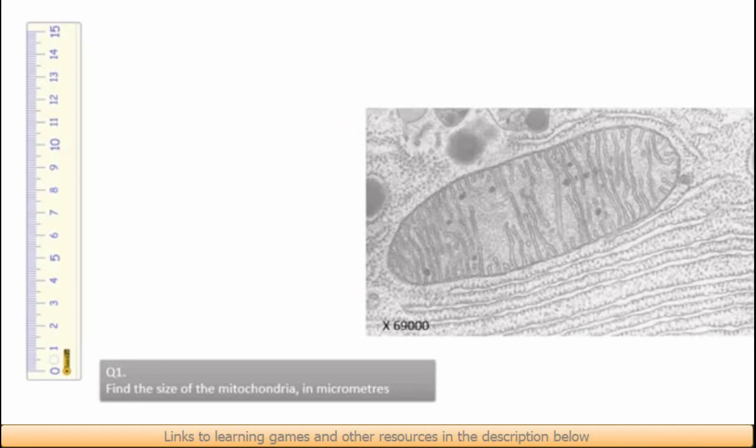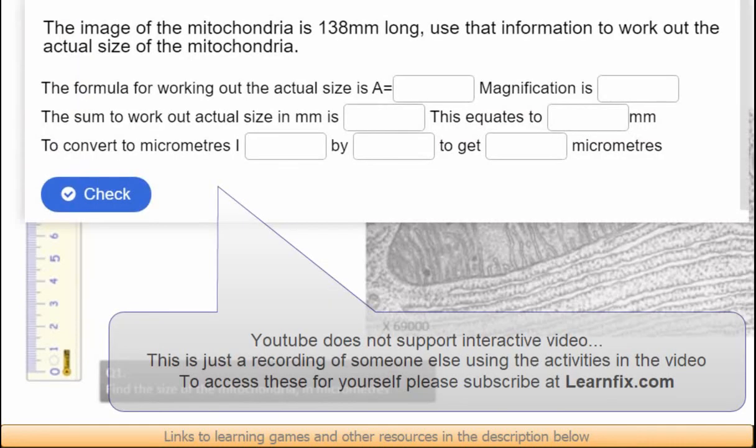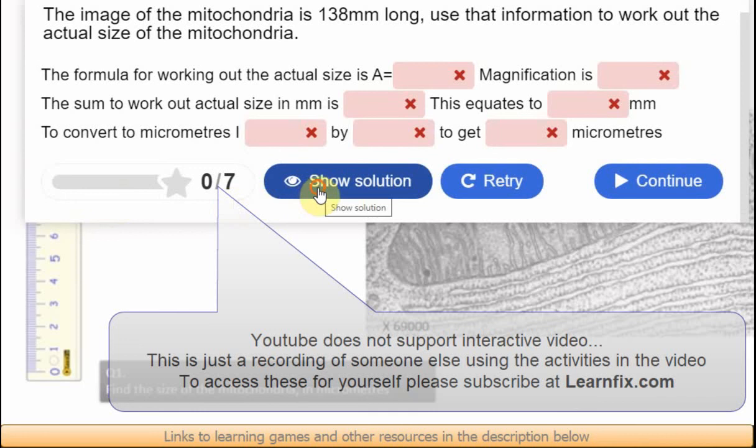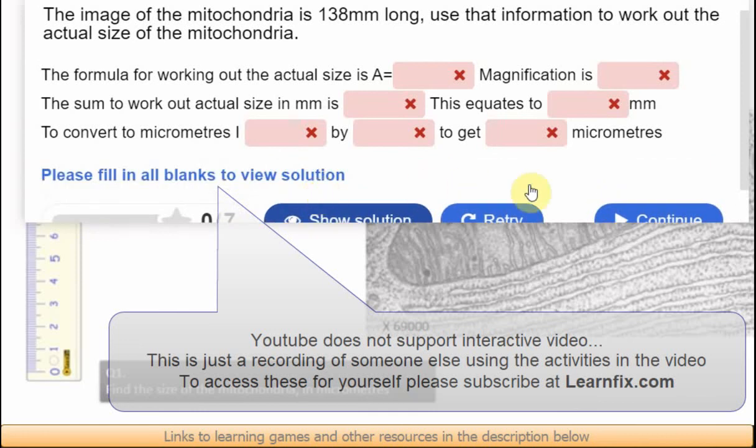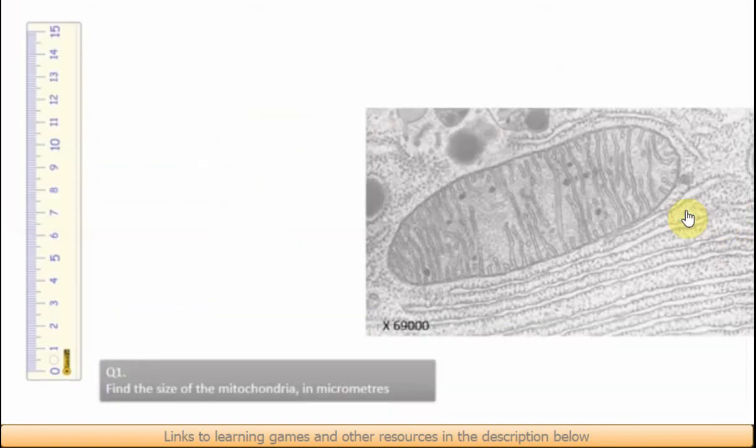Okay, it's question 1. Find the size of this mitochondria in micrometers. First step is to set out the magnification equation. Next, the magnification equation has 3 parts to it. We can get 2 parts of this from the picture, and that allows us to calculate the missing 3rd part.